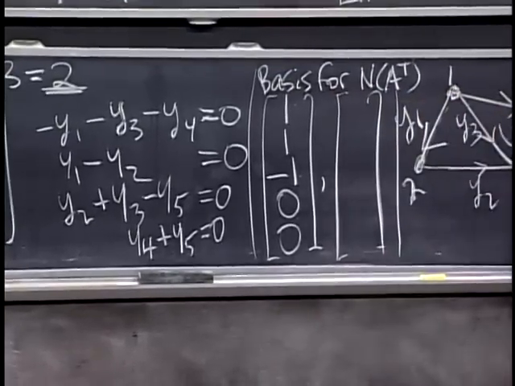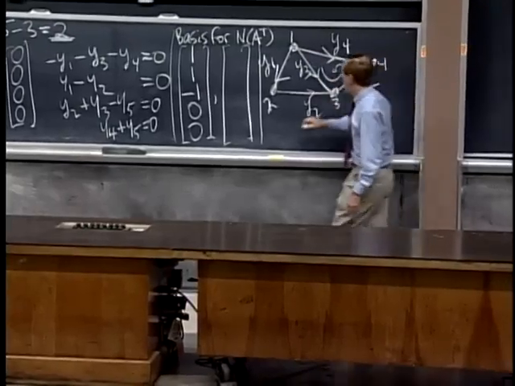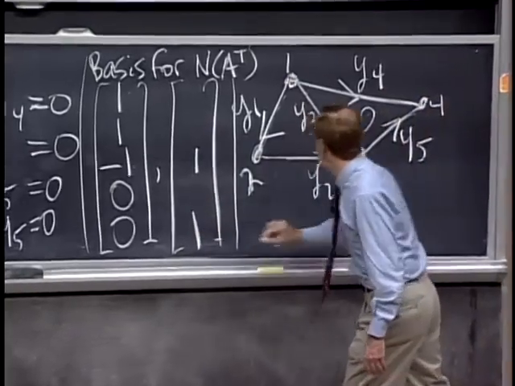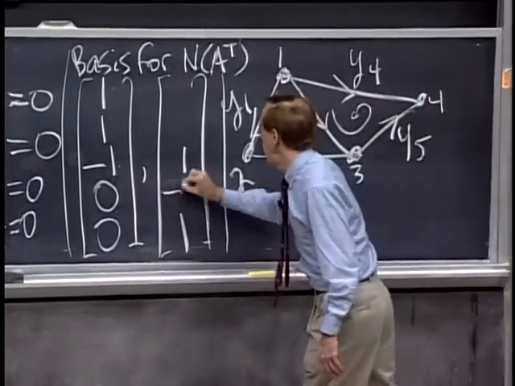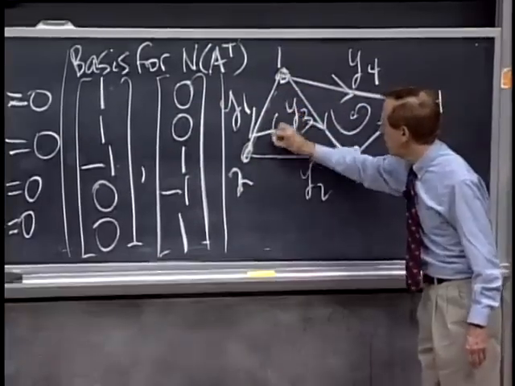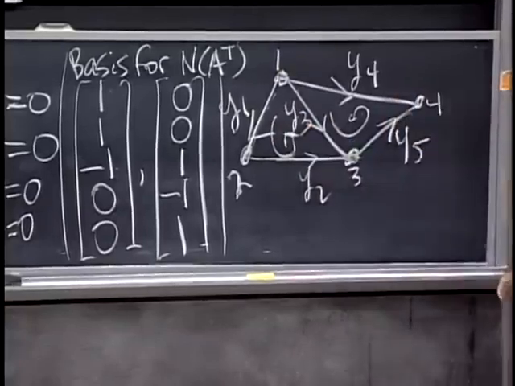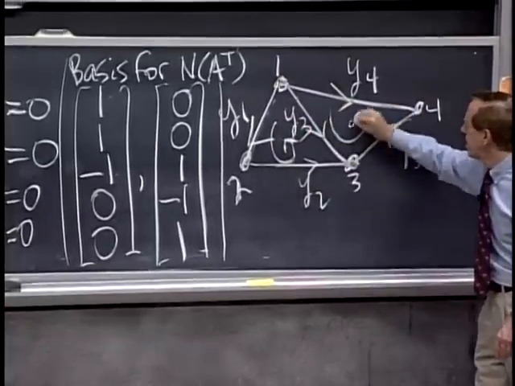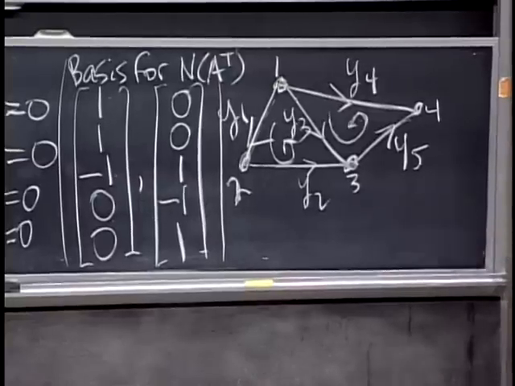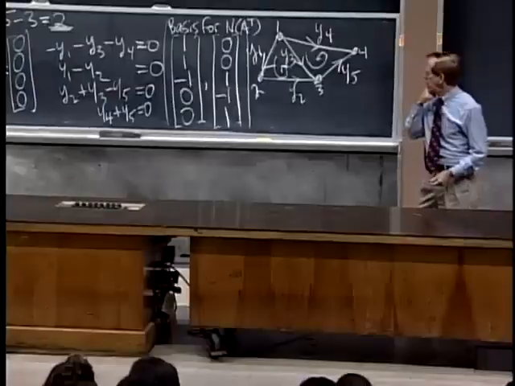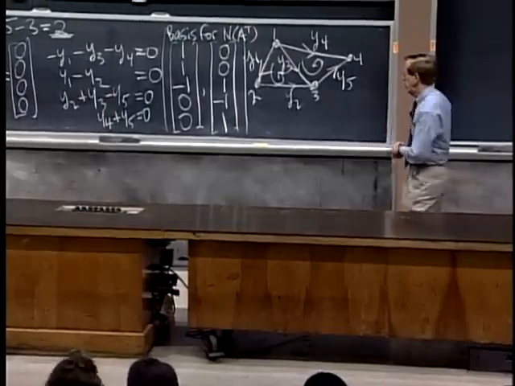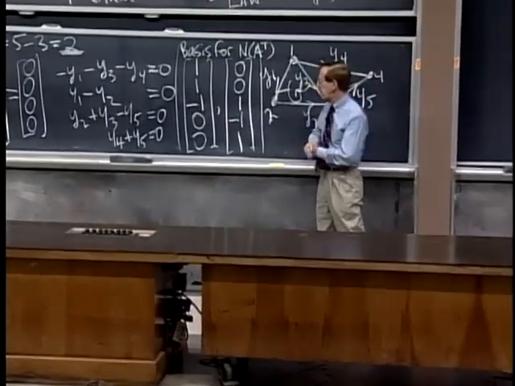Take current around this loop. So now let Y3 be 1, Y5 be 1, and Y4 be -1. And so we have the first basis vector sending current around that loop. The second basis vector sends current around that loop. And those are independent. And I've got 2 solutions, 2 vectors in the null space of A transpose, 2 solutions to Kirchhoff's current law.